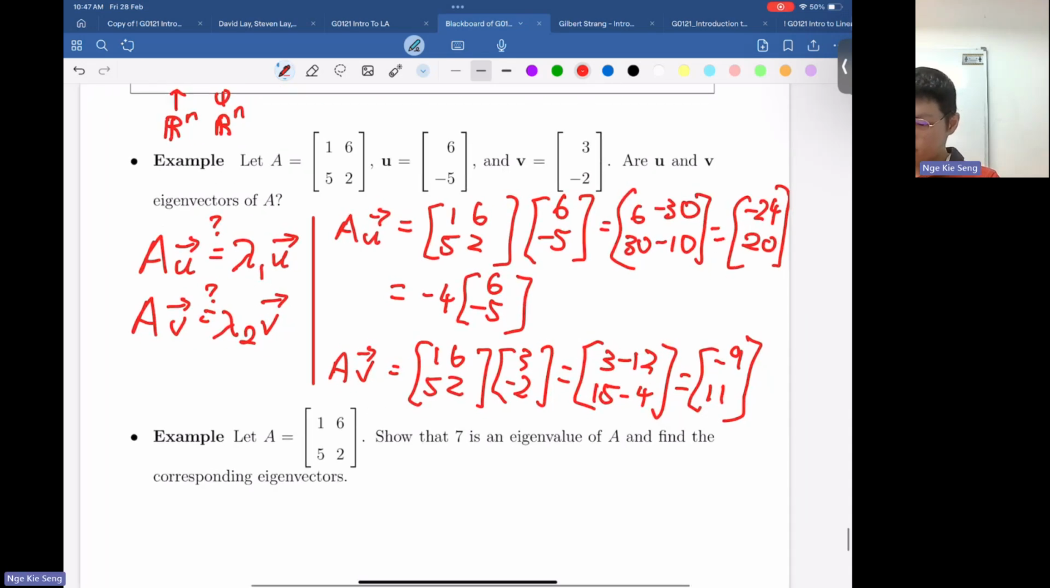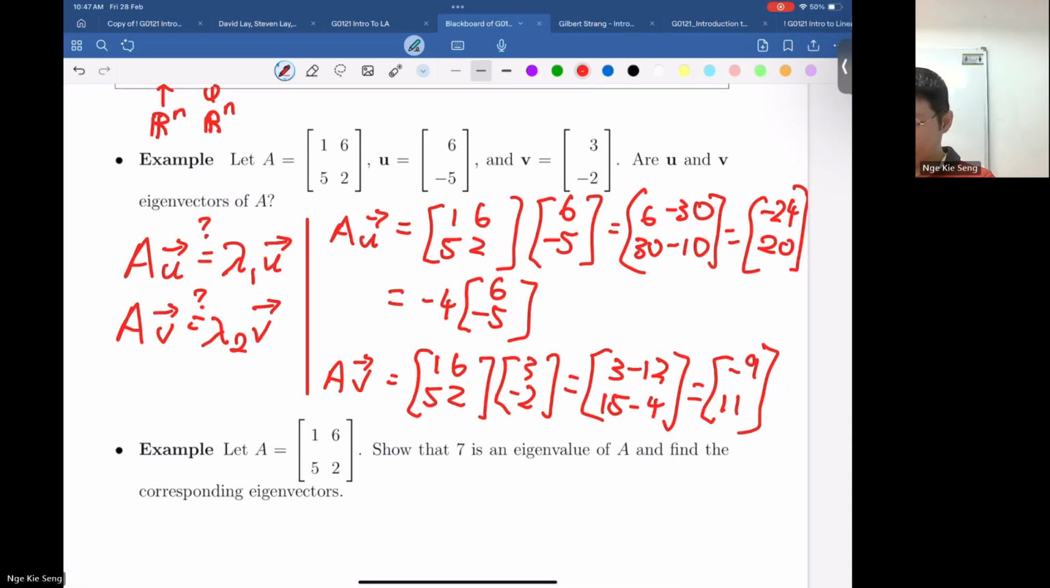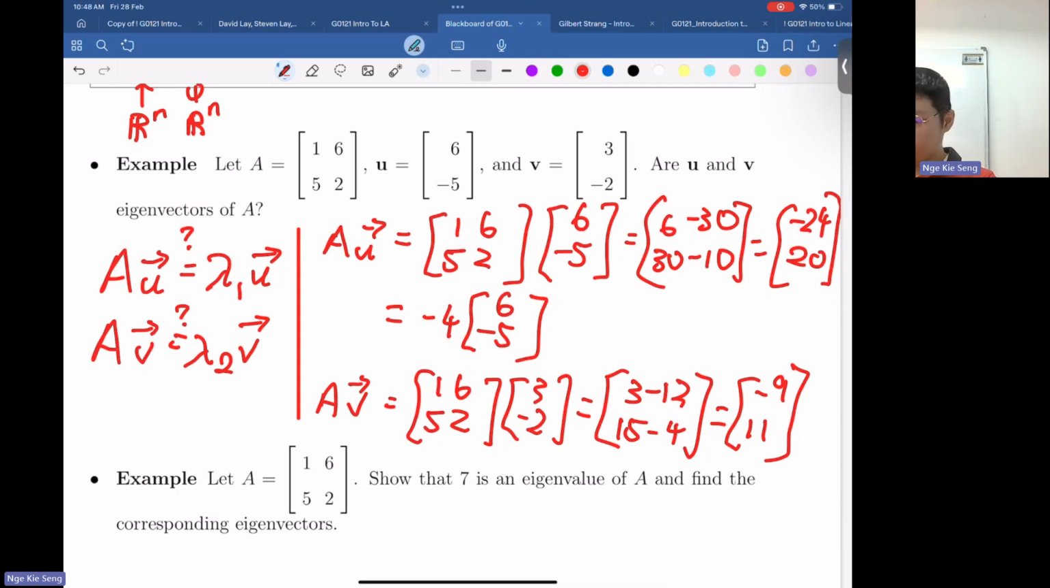Okay, so which one is the eigenvector of A? U or V? U, right? Do you get the lambda to be -4? Yeah, okay. So if V is not an eigenvector, how do you prove that it is not some scalar multiple of V? You cannot say, oh, I cannot see a scalar multiple, so I cannot. You cannot prove it like that, right? So how are you going to say you cannot write it as a scalar multiple?